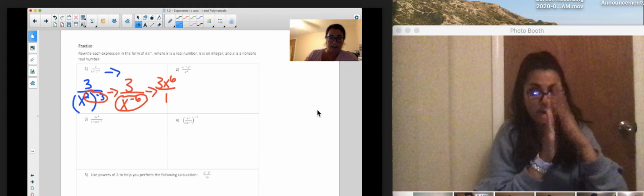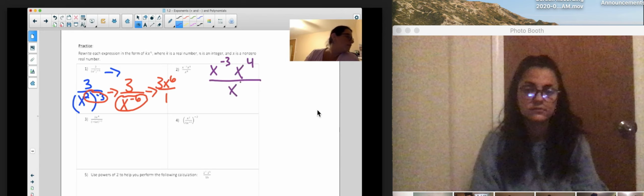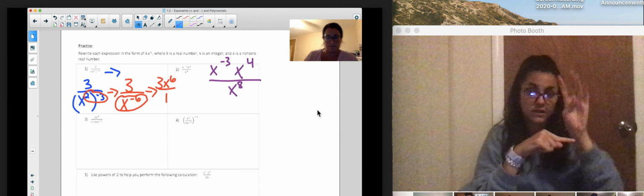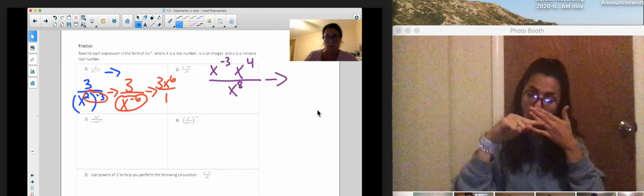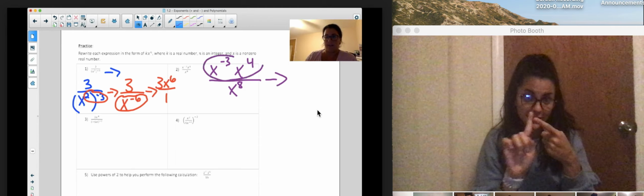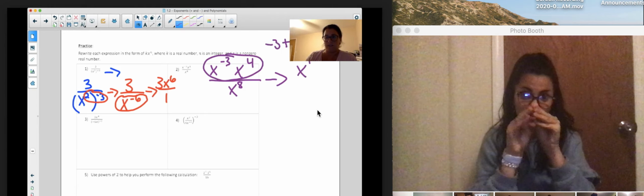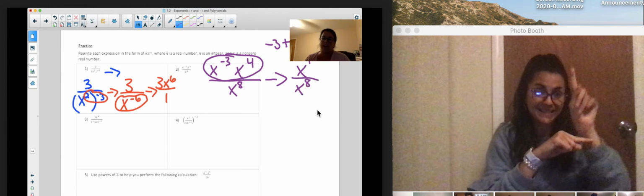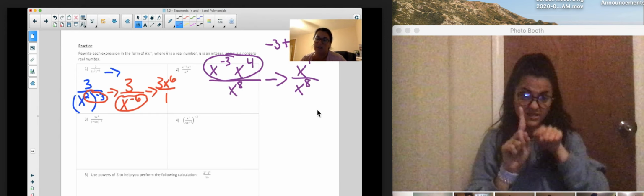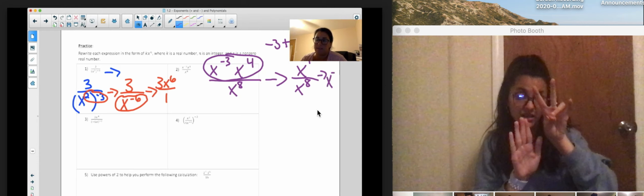All right, and then we have x to the negative 3rd, x to the 4th, over x to the 8th. Okay, so remember, we want to add the exponents here. So again, going back to a rule from yesterday, we're going to have negative 3 plus 4. So we're going to get x to the 1st over x to the 8th. And now we're dividing, so we're going to subtract the exponents, 1 minus 8, and that's going to give us negative 7. So this is x to the negative 7th.